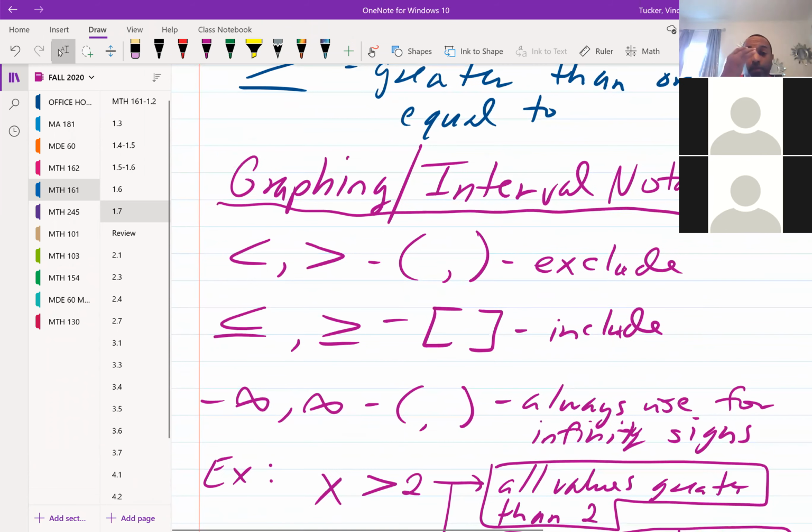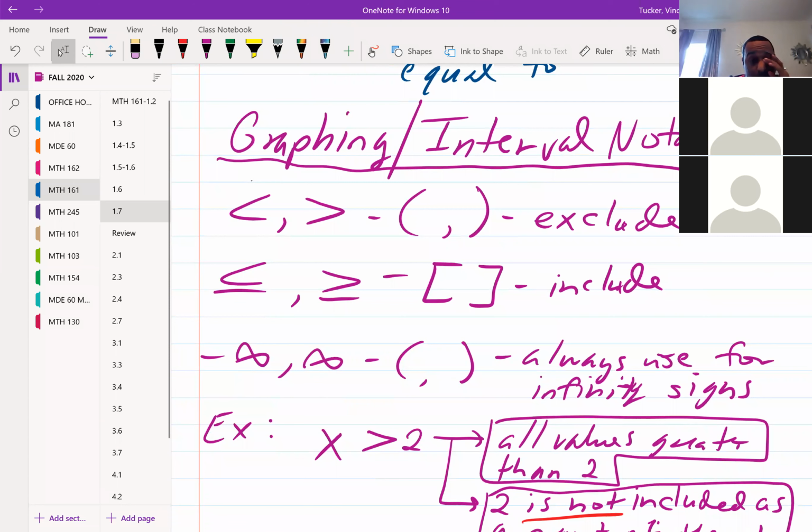All right. Next, we're looking at graphing and interval notation. There are going to be 3 possible parts to your answer. You have your solution set that we've already talked about, x is greater than 2. Then you can graph on a number line, and you will have interval notation, a way to express your solution set in interval notation.